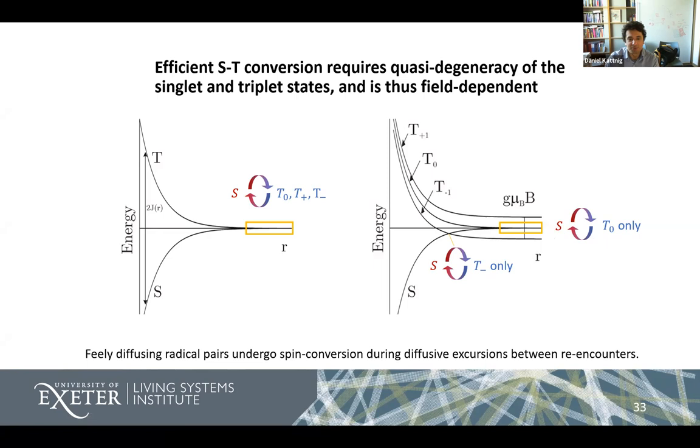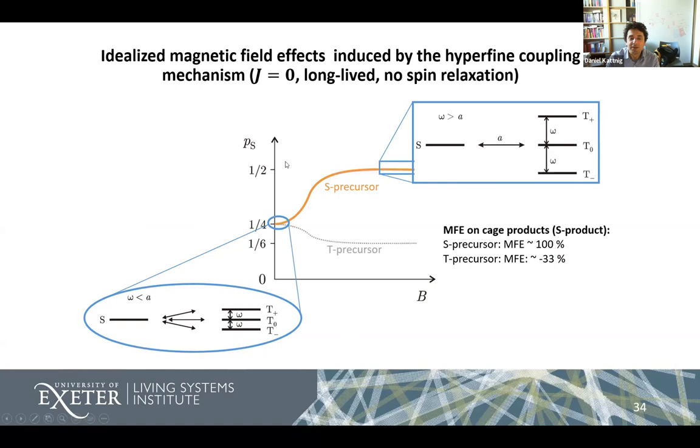I would always like to point out that there's one point here where the S and T minus state interconnect, where they cross. And here, in fact, yes, we can obtain magnetic field effects from the S and the T minus mixing of the states due to the hyperfine interaction. So what does this mean for the reaction yield?